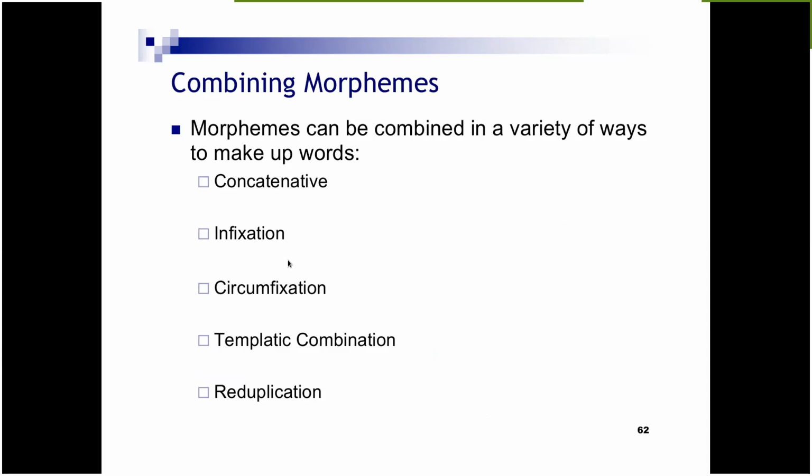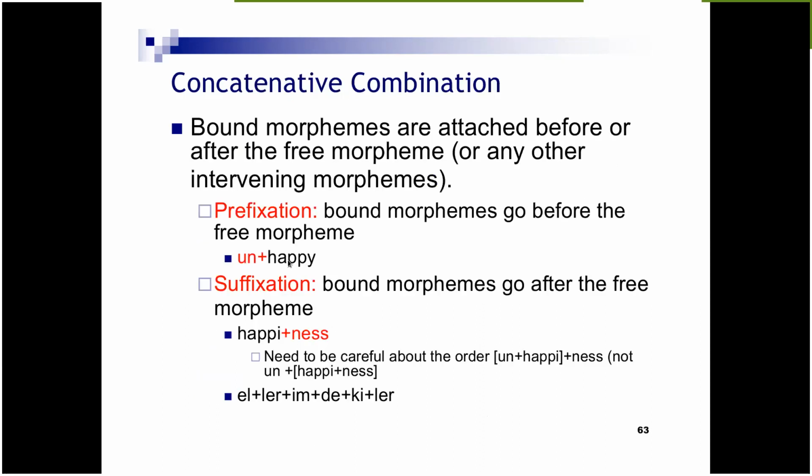And the other process we talk about in morphology is how morphemes come together. There are different types of morpheme combinations. The simplest one is concatenation. So you have happy, you make the word happiness by adding ness. These are processes like adding prefixes or suffixes to words. So these are just simple concatenation.